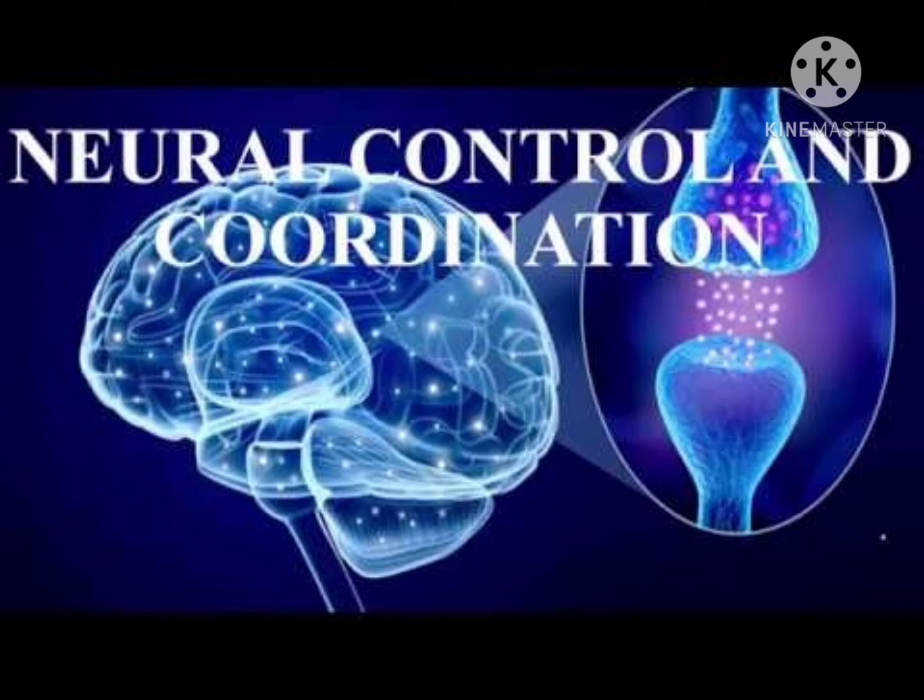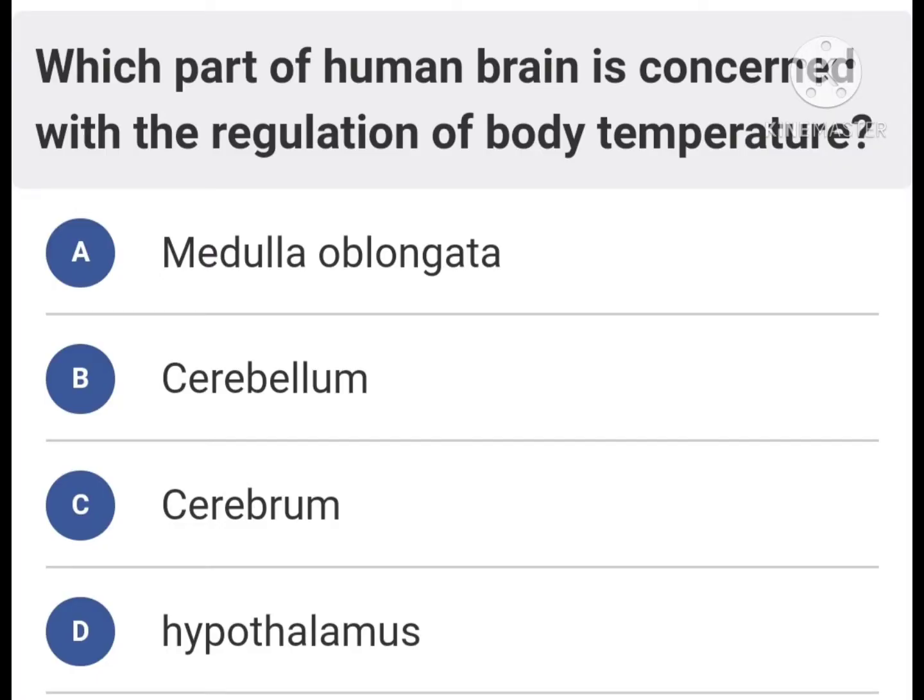Let's see our first question. Which part of the human brain is concerned with the regulation of body temperature? Option A, medulla oblongata. Option B, cerebellum. Option C, cerebrum. Option D, hypothalamus. Our internal body temperature is regulated by a part of our brain called the hypothalamus. The hypothalamus checks our current temperature and compares it with the normal temperature of about 37 degrees Celsius. If our temperature is too low, the hypothalamus makes sure that the body generates and maintains heat. So option D is the right answer.